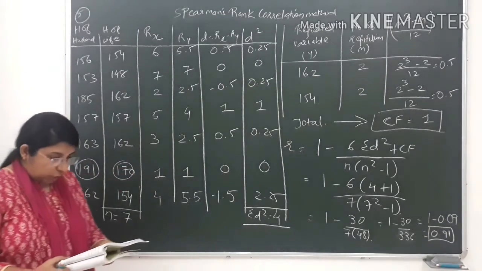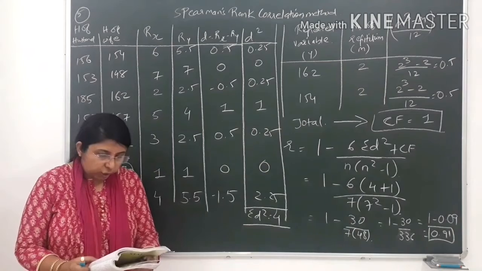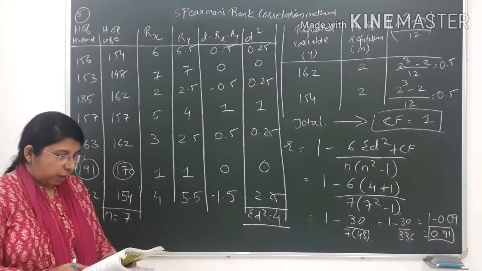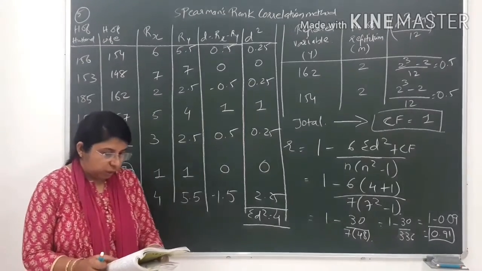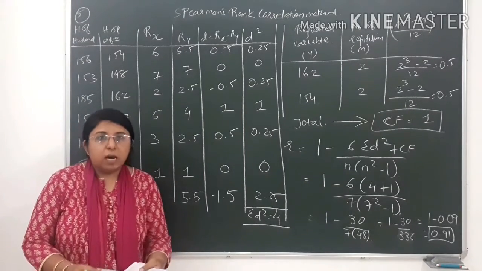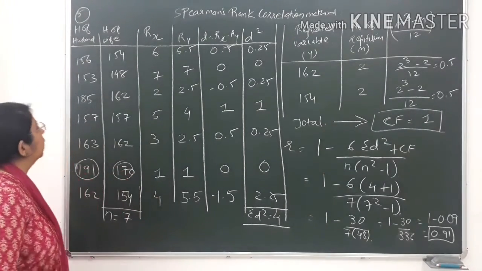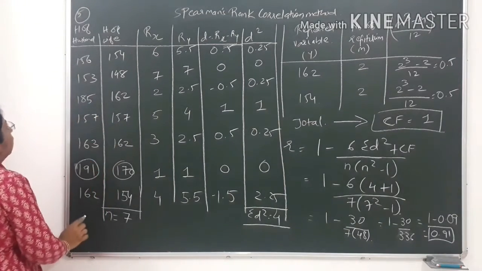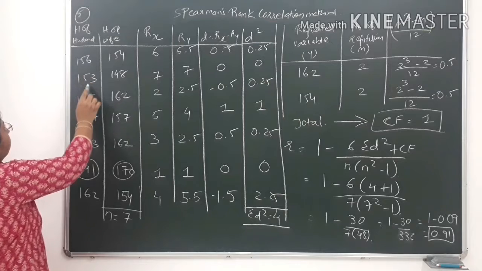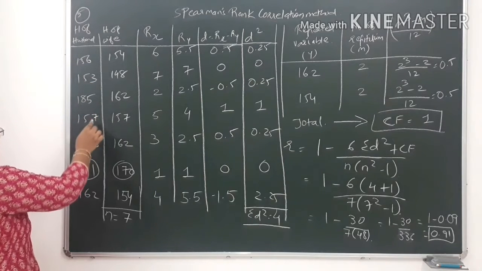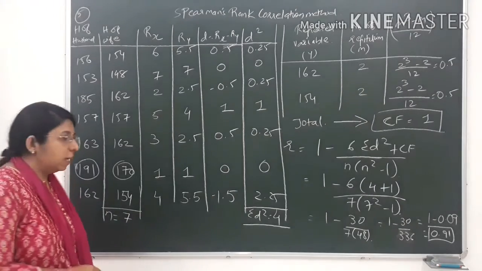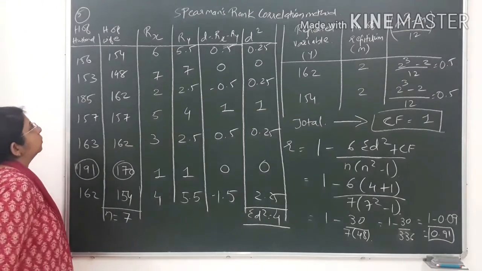So first of all, let us read the question. From the following information of heights of husband and wife, calculate the rank correlation coefficient between their heights. It means height of husband and height of wife that are given in centimeters to you. So here the data that I have placed in vertical form, that is height of husband 156, 153, total 7 data have been given to you. So number of observations, that is n, is equal to 7.